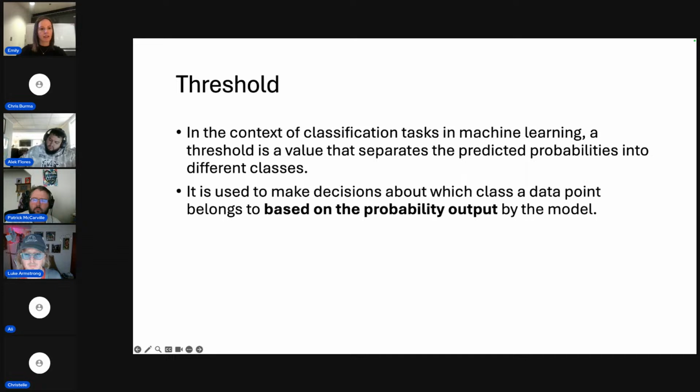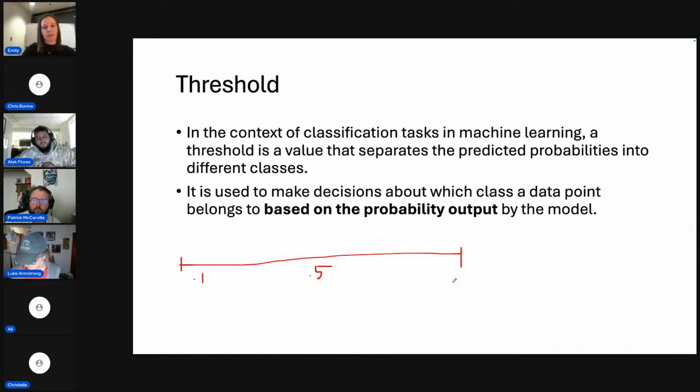I thought I had a good picture in here, but I don't see one now. So if we have output probabilities, we have 0.1, we have 0.5, and we have 0.9.